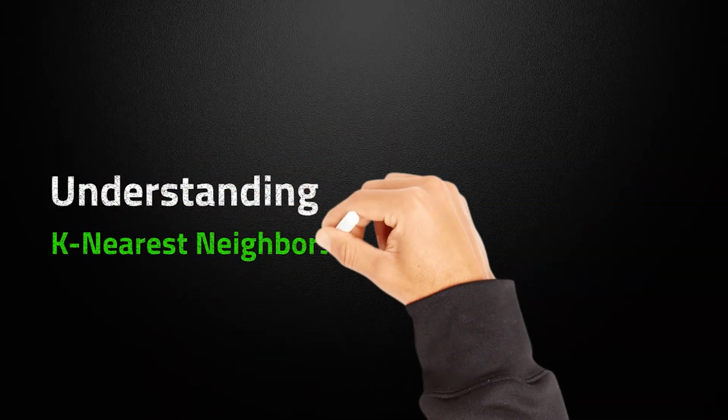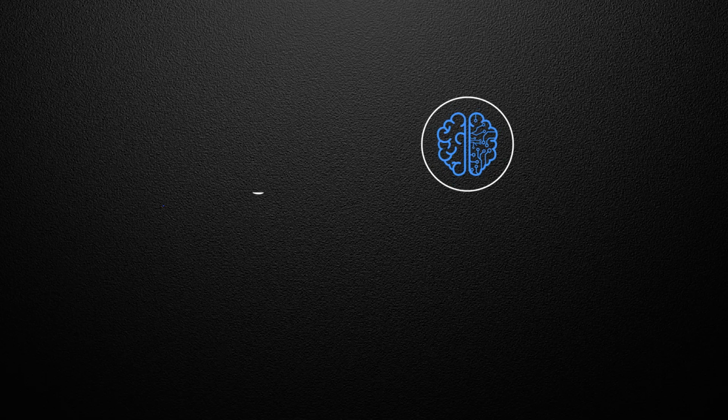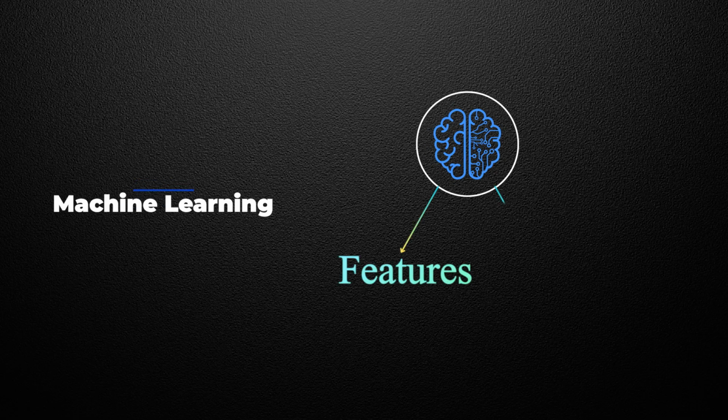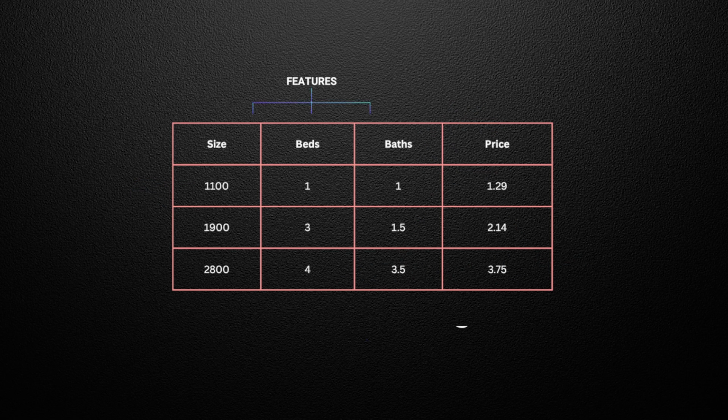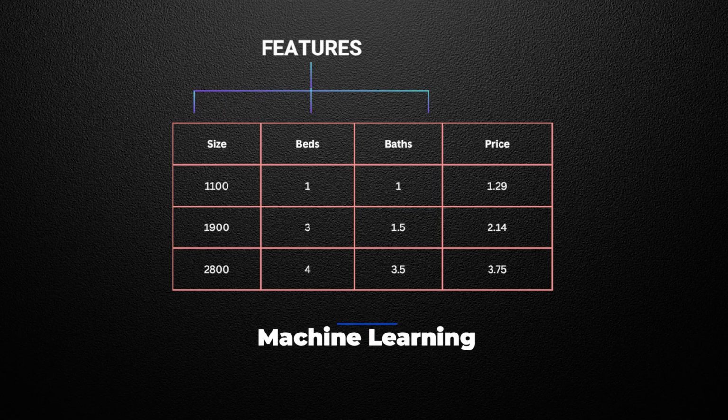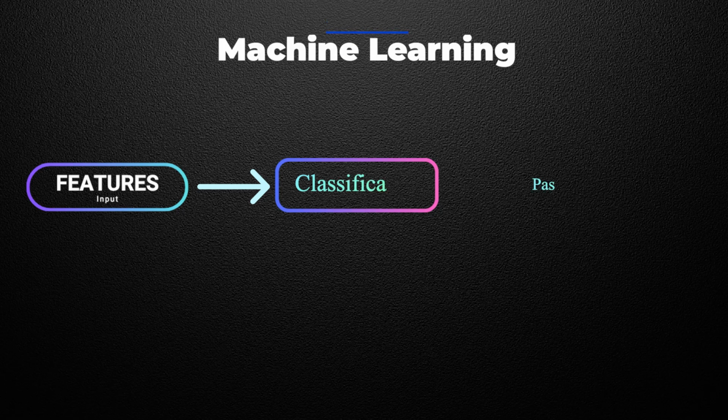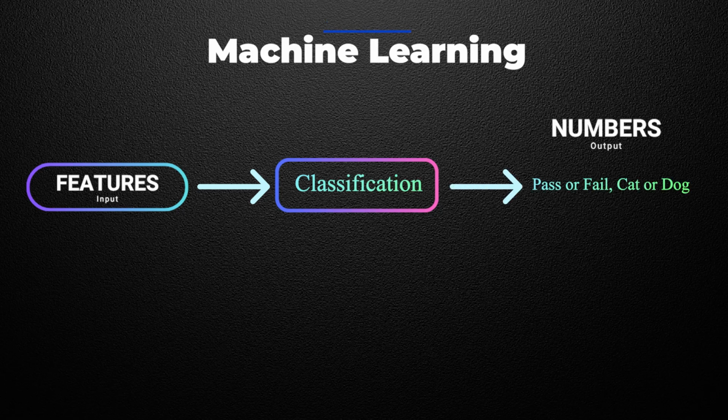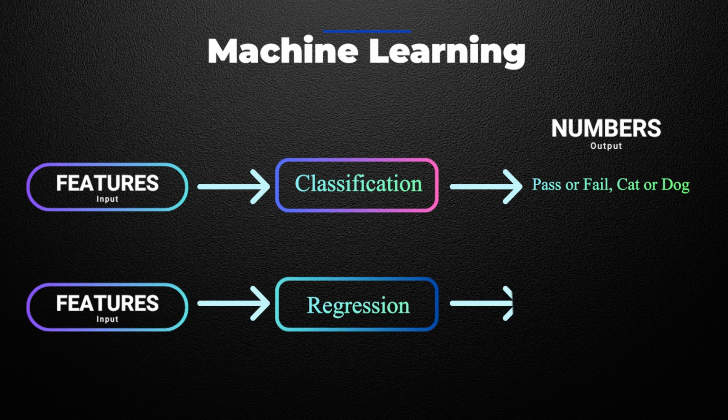Before we dive in, let's quickly set the stage. Machine learning works with features and labels. Features are the inputs, the information that we already know. Labels are the outputs, the answers we want to predict. If labels are categories like pass or fail, cat or dog, we call it classification. If labels are numbers like house price or temperature, it's regression. KNN is flexible. It can do both.